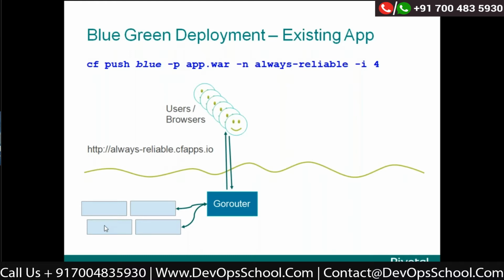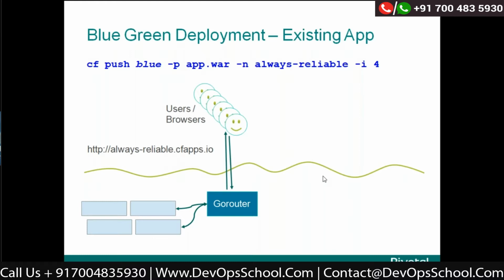Now, how to hit my app? What is the host name or route name? Always reliable dot your apps domain. Here I'm just showing in my PPT pcfapps.io. Suppose this is an apps domain. So this will be the URL to hit your application, right? So users will be hitting it, the request will go to the router, and the router will actually send the request to the applications.